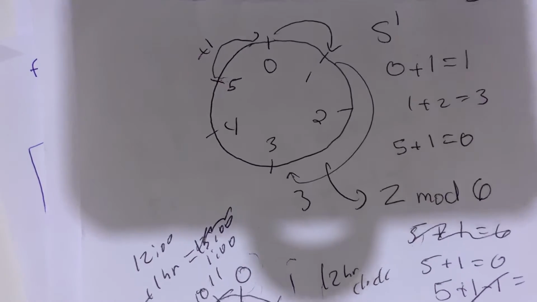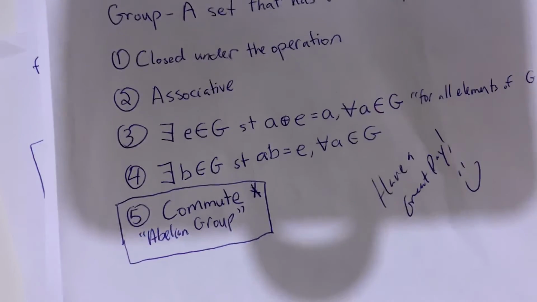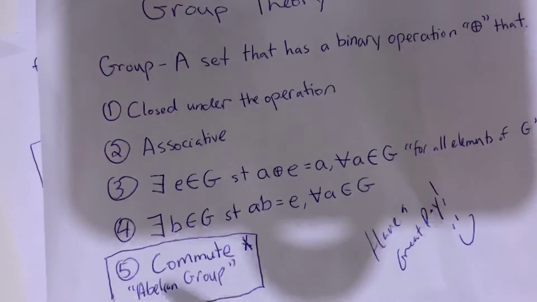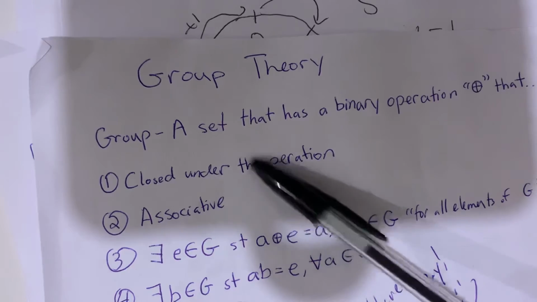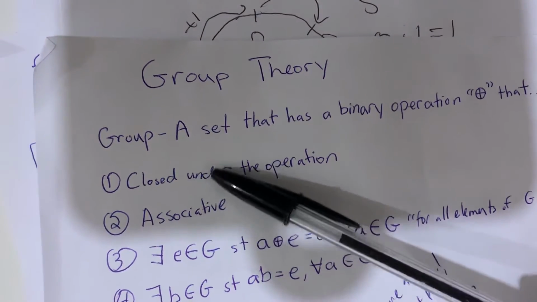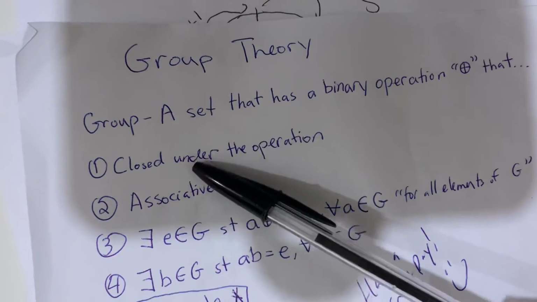Now, what I've done is I've shown that it's closed. Ignore this bottom part. We've shown that it's actually closed under the operation. Now, we can test this out ourselves, but it's also associative.